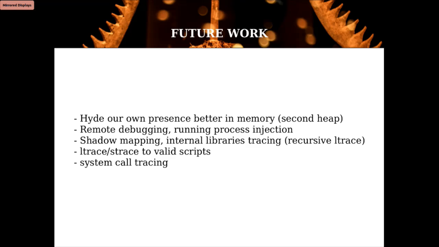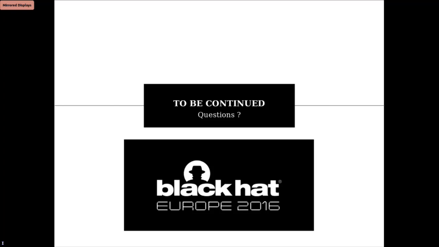Shadow mapping, internal tracing, stuff like that. Something I really like is to use the output of ltrace or strace on a binary and transform that directly into a WSH script. That's not too much work. I think that should work for next time. Any questions?